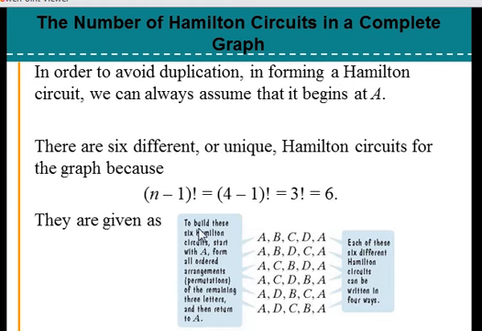They are given as A to B, B to C, C to D, D to A, and A to B, B to D, D to C, C to A. So these two have just been switched around here, as you can see. Then A to C, C to B, B to D, D to A, and then we just switch these two around: A to C, C to D, D to B, B to A. And then we have A to D, D to B, B to C, C to A. And then we switch these two around once again. We get A to D, D to C, C to B, and then B to A. So there we have 1, 2, 3, 4, 5, 6. We have 6 Hamilton circuits.